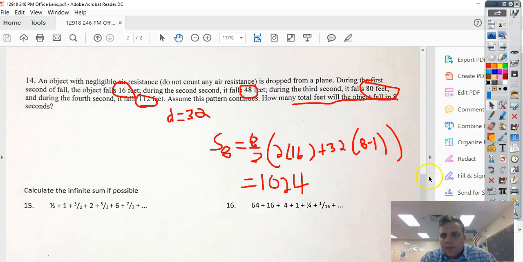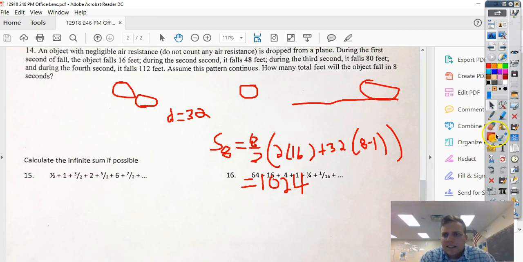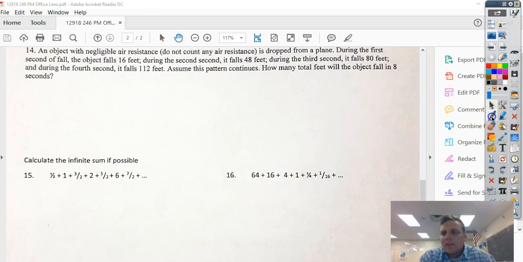Problem 15. Calculate the infinite sum if possible. Remember, infinite sums can only be found on geometric. To go from 1/2 to 1, 1 to 3/2, 3/2 to 2. Ooh, I actually think I said this wrong on my answer key. I said r equals 2. This problem isn't even geometric. Yes, 1/2 times 2 is 1, but 1 times 2 is not 3/2. This problem is arithmetic. I'm going up by 1/2 each time. I'm adding 1/2. And so it's not geometric. I can't find the sum of this because it's not geometric.